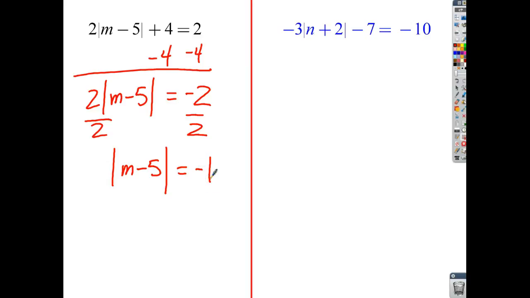Okay, and again, here I am with an absolute value of a negative number. That is not possible. So this one has no solution. Okay, now let's try this one. Go ahead and pause the video and you try this one.